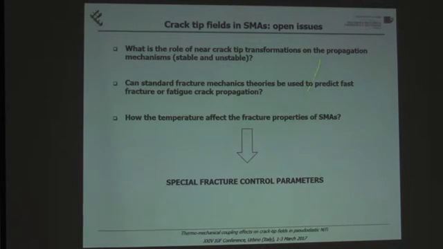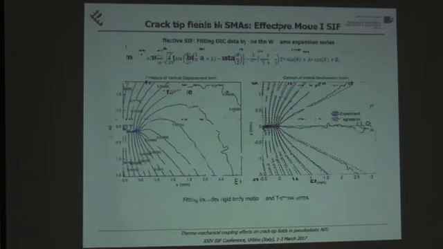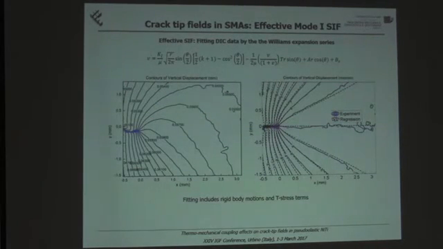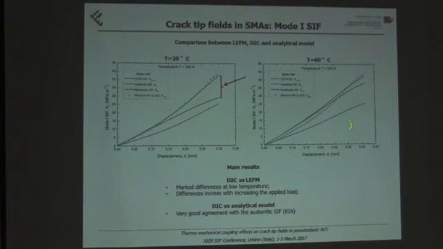So to give an answer to these questions, we have to define possible ad hoc fracture control parameters. With this idea, we try to get an ad hoc fracture control parameter based on the well-known stress intensity factor, but we obtain the stress intensity factor from the DIC experiments by fitting the displacement field obtained by the DIC. I will try to be as quick as I can. By using the Williams expansion series, this is called the effective stress intensity factor.